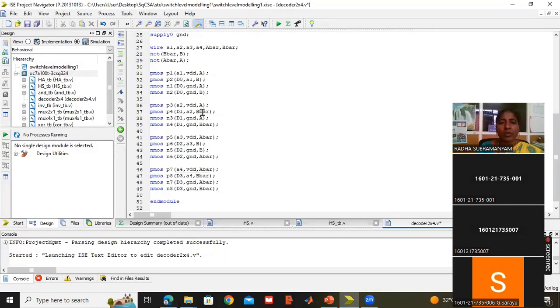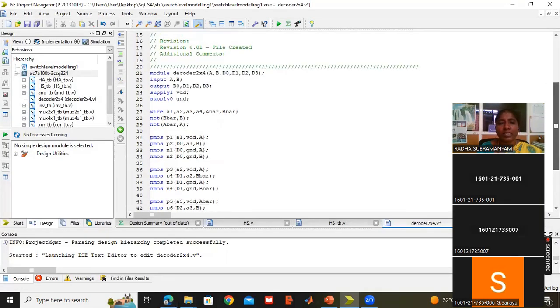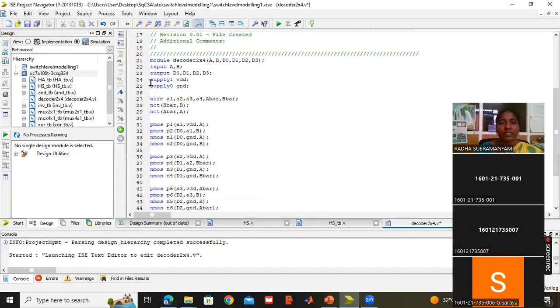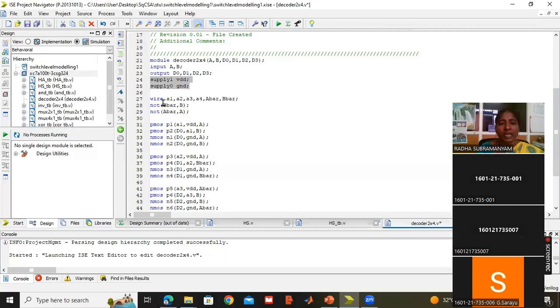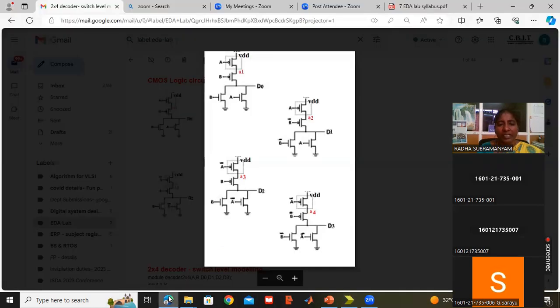Next, the general thing: supply 1 means VDD, supply 0 means ground. All the intermediate variables in the diagram, written in red color, A1, A3, A2 and A4, I have declared as wires. And A bar, B bar are intermediate variables, so using NOT gates I am preparing them. They will act as output as well as input at appropriate times.